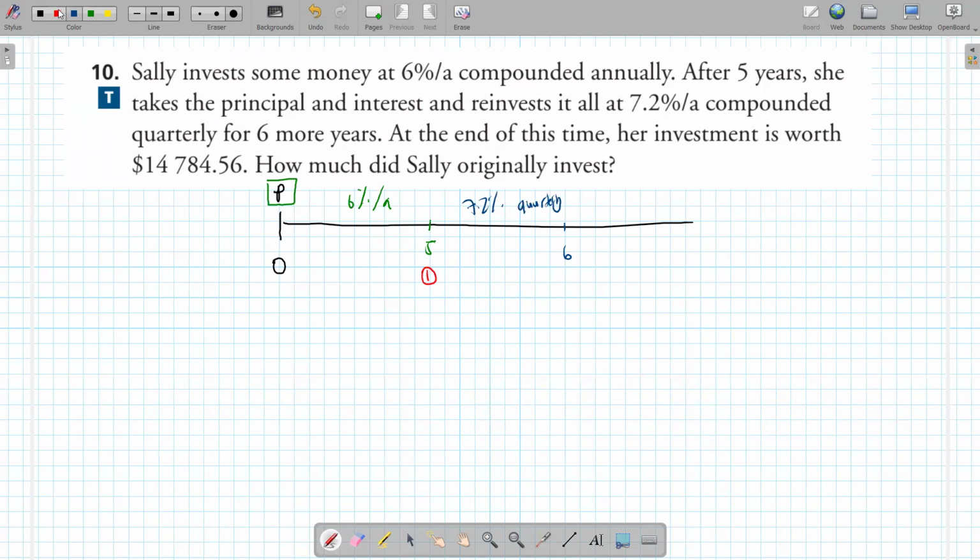And at the end of all these 11 years, her final amount was 14,784.56. So this is the amount right here at the end of the 11 years, 5 plus 6. The question is, how much did she invest initially? So our present value is missing. How do you think we approach this?